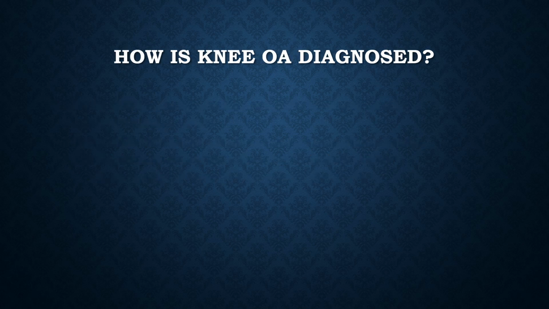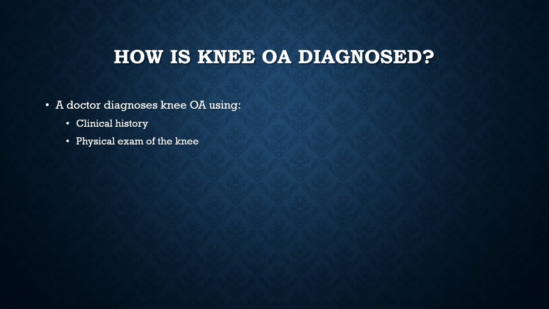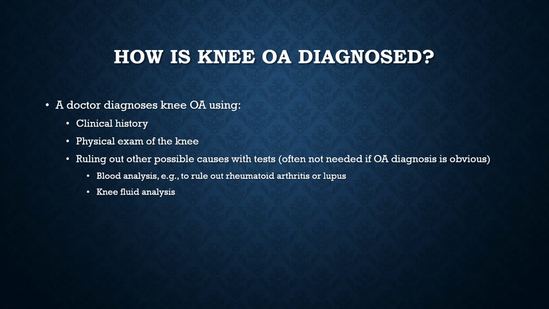How is knee OA diagnosed? A doctor diagnoses knee osteoarthritis using clinical history, a physical exam of the knee, and ruling out other possible causes with tests. This is not often needed if the osteoarthritis diagnosis is obvious. For example, a doctor may order a blood work analysis to rule out rheumatoid arthritis or other conditions like lupus. Knee fluid may be pulled off with a needle from the knee and sent to the lab for analysis. This could help diagnose things like gout or infection in the knee.